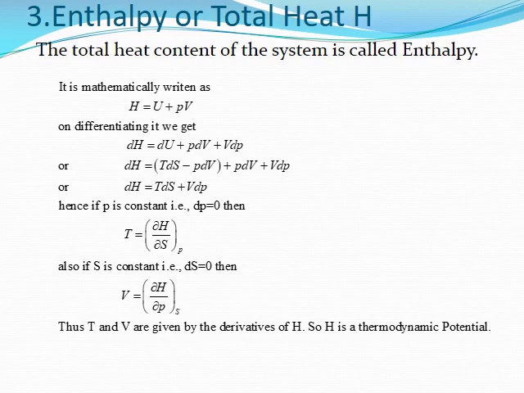Hence if P is constant, that is dP is equal to 0, then we get T is equal to del H over del S at constant P, and if S is constant, then we will get dS is equal to 0 and V is equal to del H over del P at constant S. Thus T and V are given by the derivatives of H, so H is known as a thermodynamic potential.